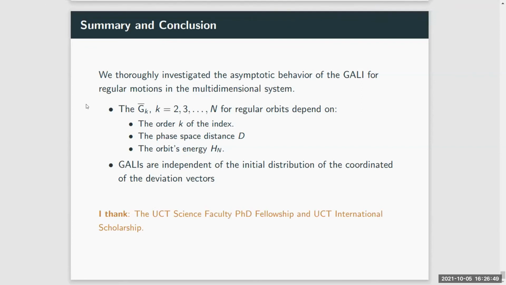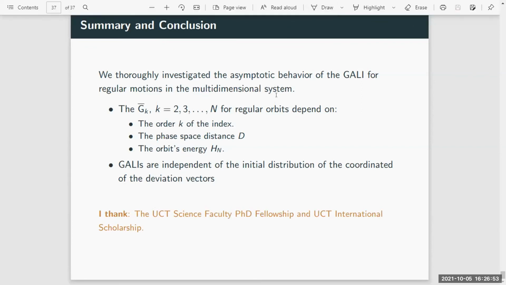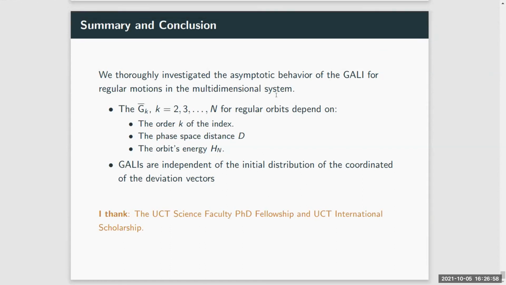So to summarize, the values of GALI K eventually saturate to positive values for regular motion on an n-dimensional torus. The asymptotic GALI values depend, firstly, on the order of the GALI index. That is, GALIs of higher order attain smaller values. They also depend on the phase space distance D of the regular orbit from the nearby SPO. And we said that GALI values increase when we get closer to the edge of the stability island. They also depend on the orbit's energy. As we approach the destabilization energy of the SPO, the GALI values decrease. And GALIs are independent of the initial distribution of the coordinates of the deviation vectors.